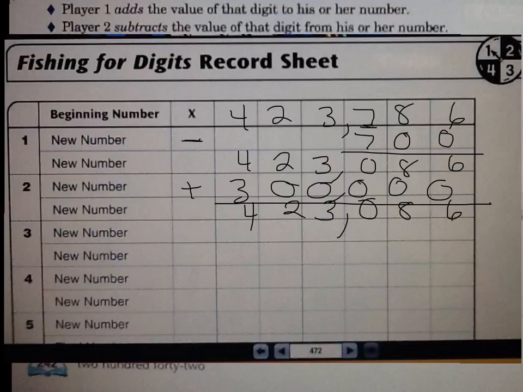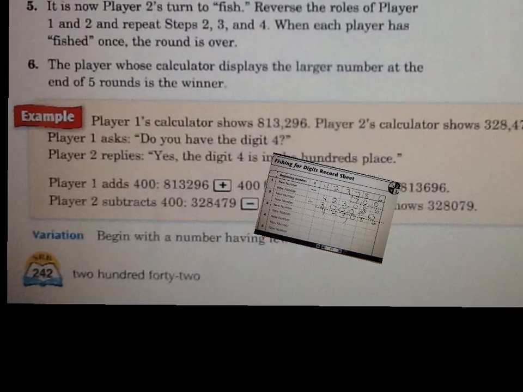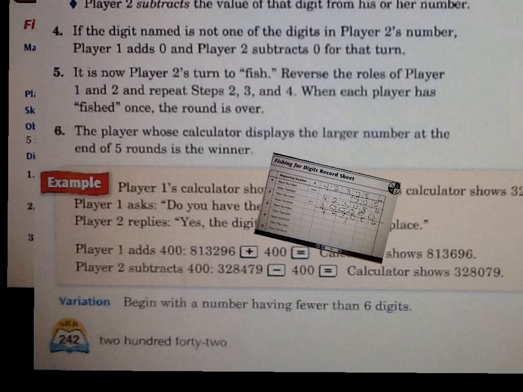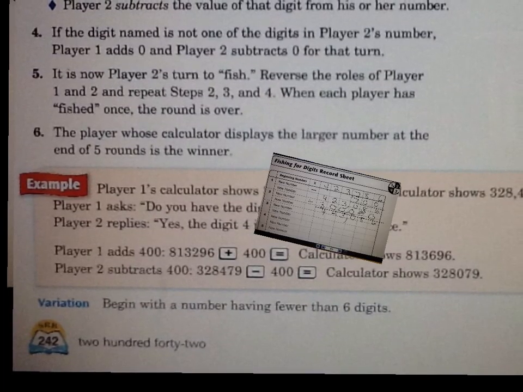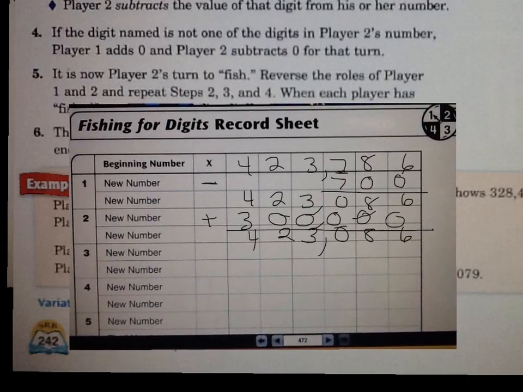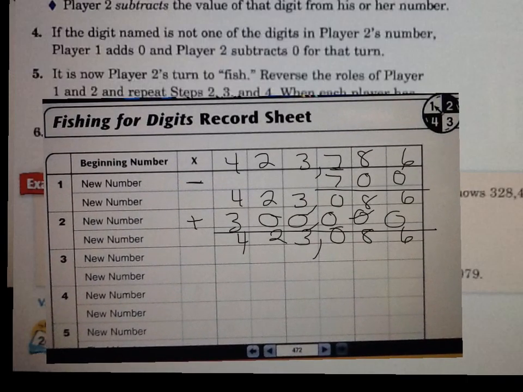You probably will need to take a look back at the page in the math reference book on page 242 to help you get started on this game. Again, you can do it with just the calculator, or you can use the Fishing for Digits record sheet.